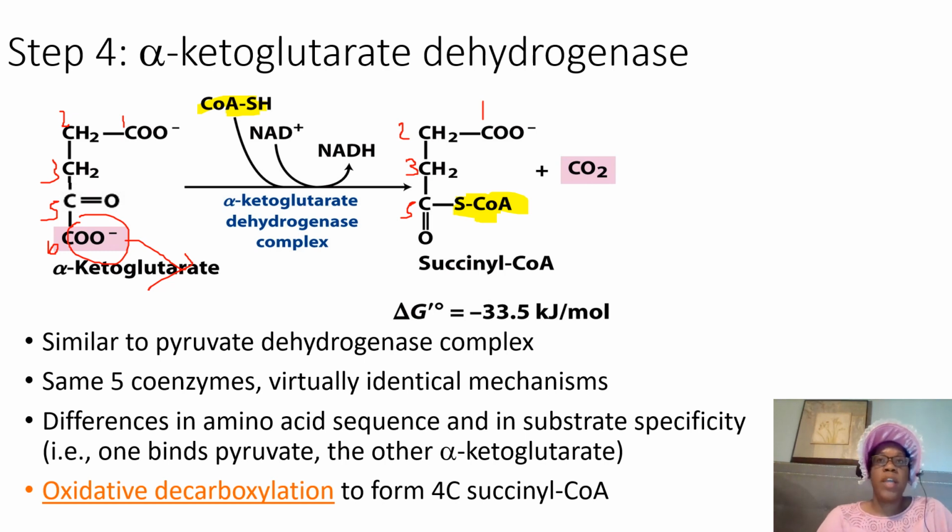So now we're not going to have any more decarboxylations because oxaloacetate, which is the end of the citric acid cycle, only has 4 carbons. So we're going to keep all 4 of these carbons as we go along with the other 4 steps of the citric acid cycle.